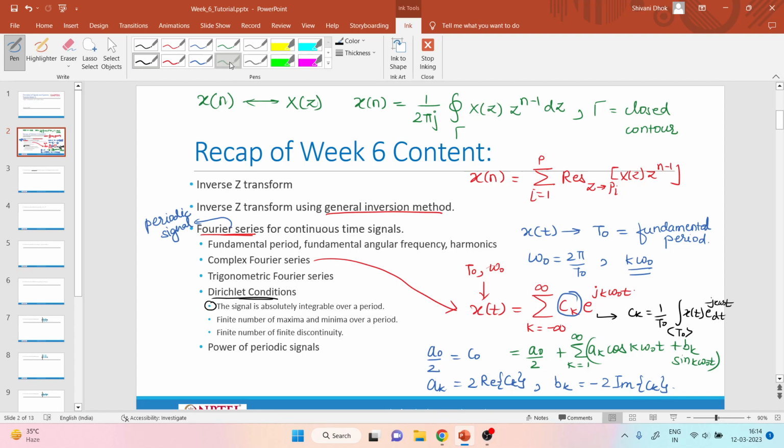The next thing that was discussed was the power of periodic signals. It said that the power of a periodic signal is given as 1 upon t naught integration over a period of mod of x of t square dt, and this is exactly equal to the summation k running from minus infinity to infinity of the magnitude of c k square. So these are the concepts that were covered in week 6.